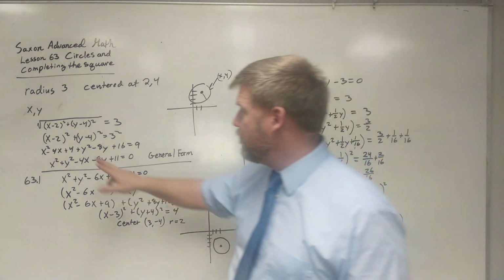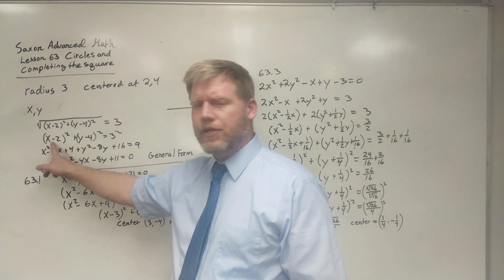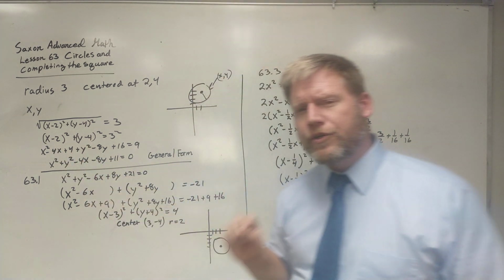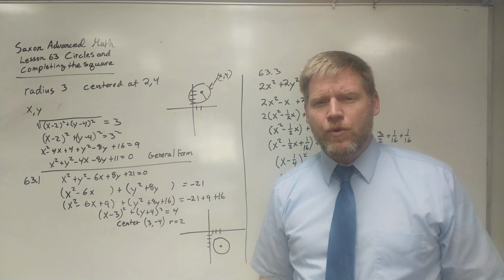Well, if it was in this format, I could do so. Well, this looks suspiciously like a perfect square trinomial, and so does this one. So we're going to make them perfect square trinomials. How do we make something a perfect square trinomial?